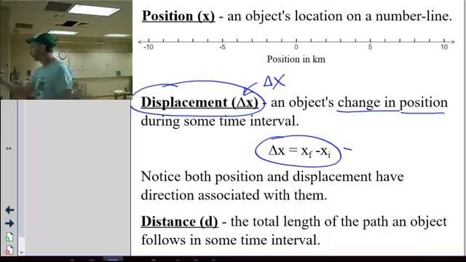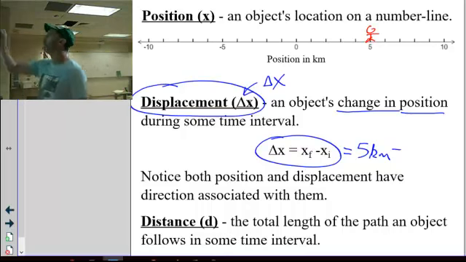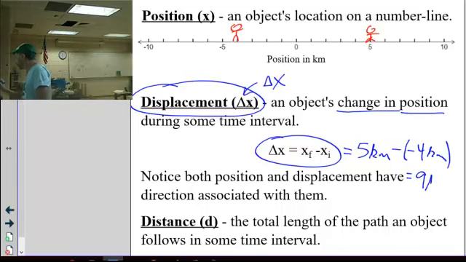To calculate your displacement, you merely subtract your initial position from your final position. So in that example we just did a minute ago, Sally's final position was 5 kilometers minus, because she ended up here after starting here. Her final position was 5, her initial position was -4. So 5 minus -4 gives you 9 kilometers. That's her change in position.